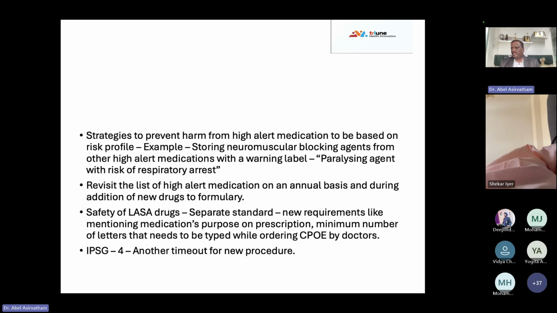Safety of look-alike drugs, separate standard, new requirements like mentioning medication's purpose on prescription, minimum number of letters that needs to be typed while ordering, see computerized physician order entry with the doctors.